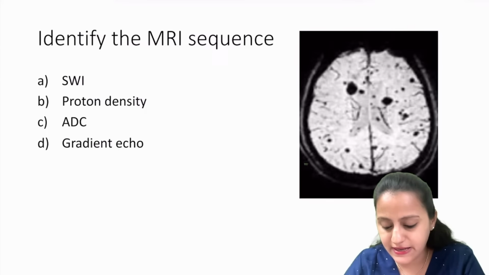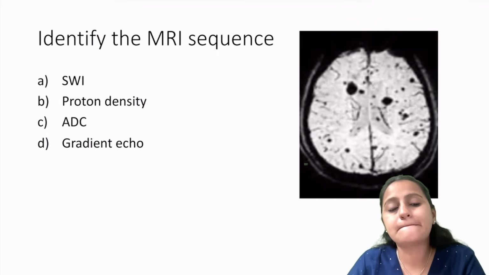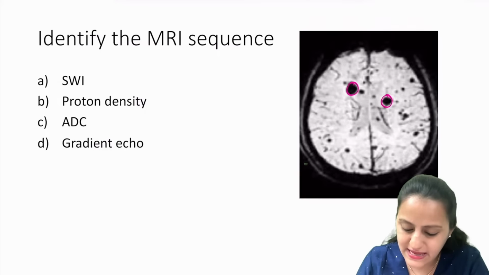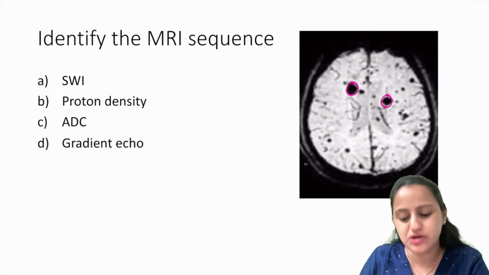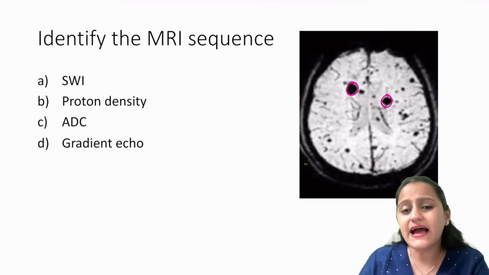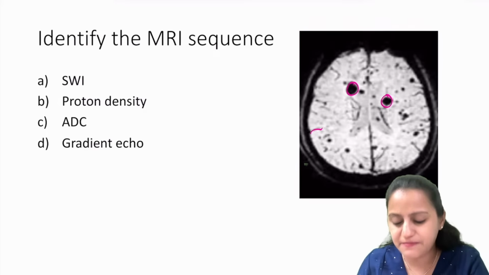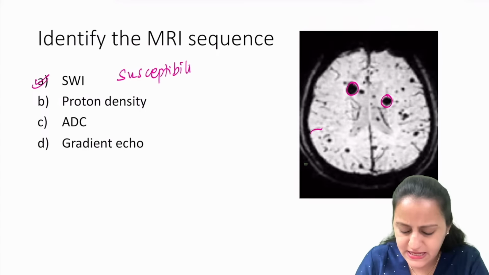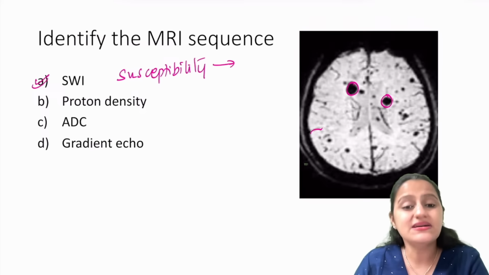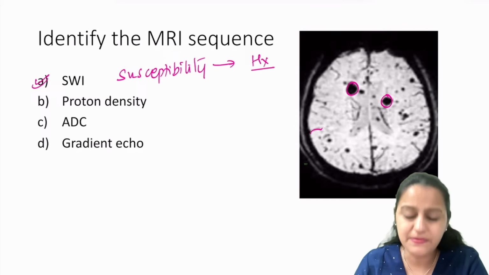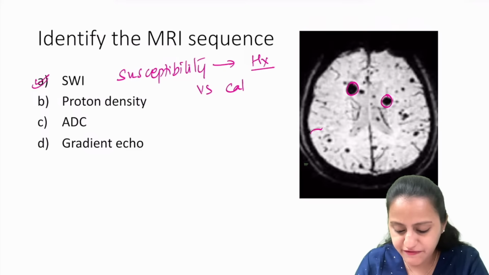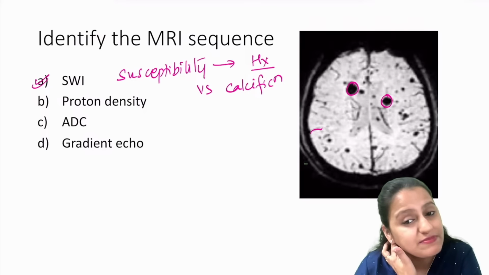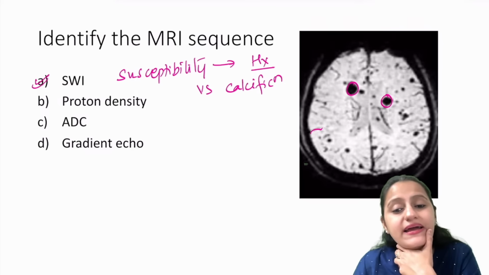Going on to the next one, identify this MRI sequence. In this MRI sequence, you see those black areas and the brain appears different, it does not appear like normal T1, T2, FLAIR. And you see those black areas, the veins appearing black. This is SWI, susceptibility weighted imaging, which is a good sequence to pick up hemorrhage. It also helps you to differentiate hemorrhage from calcification.